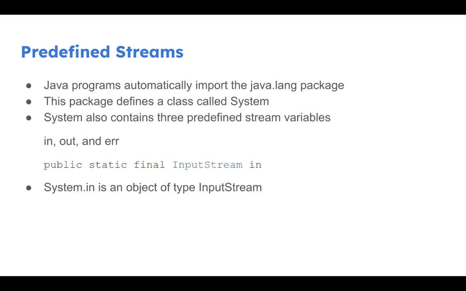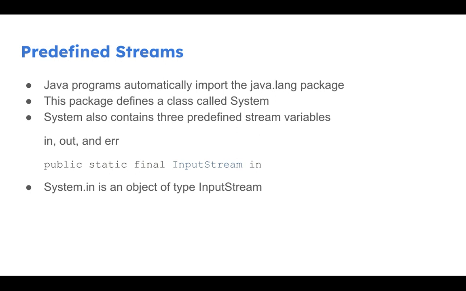So what are they? All Java programs import the java.lang package, and that package has a class called System, and in that class there are predefined stream variables named in, out, and err. These variables are defined as public static final, and they are objects of stream classes. So without creating an object of the stream class, we can still use those variables.